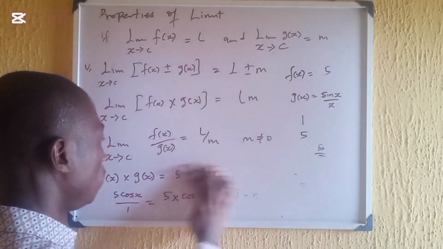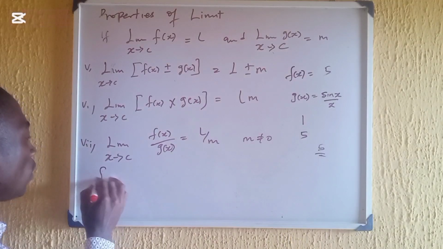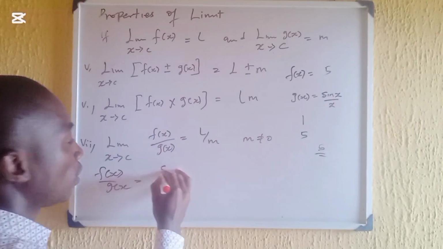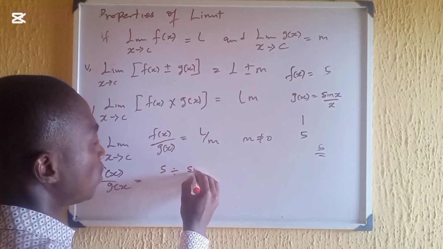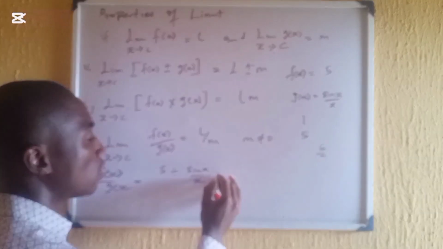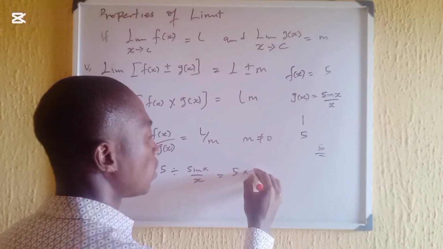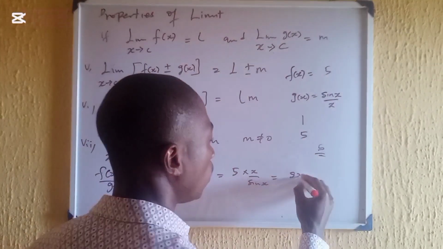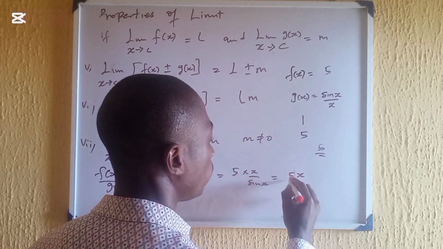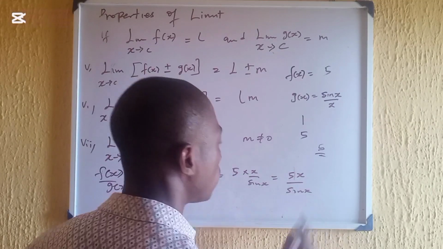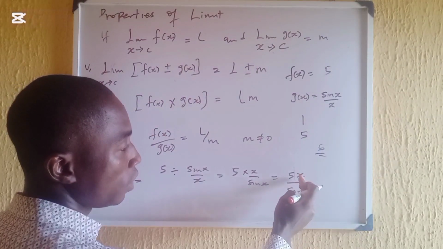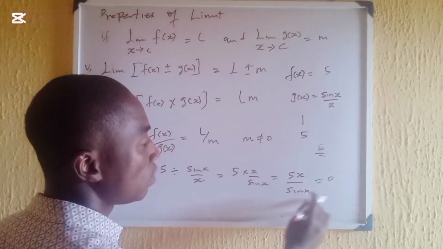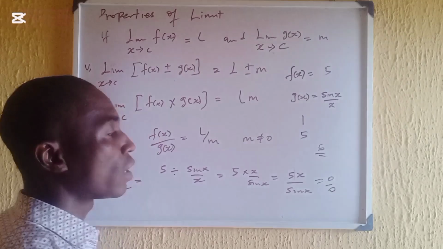Let's try the one for division. So let's say we have f of x over g of x. This gives us 5 divided by sin x over x, which is equal to 5 times x over sin x, which is equal to 5x over sine x. Now substitute x with 0. We're having 5 times 0 equal to 0, sine 0, 0. So you can see it's undefined.